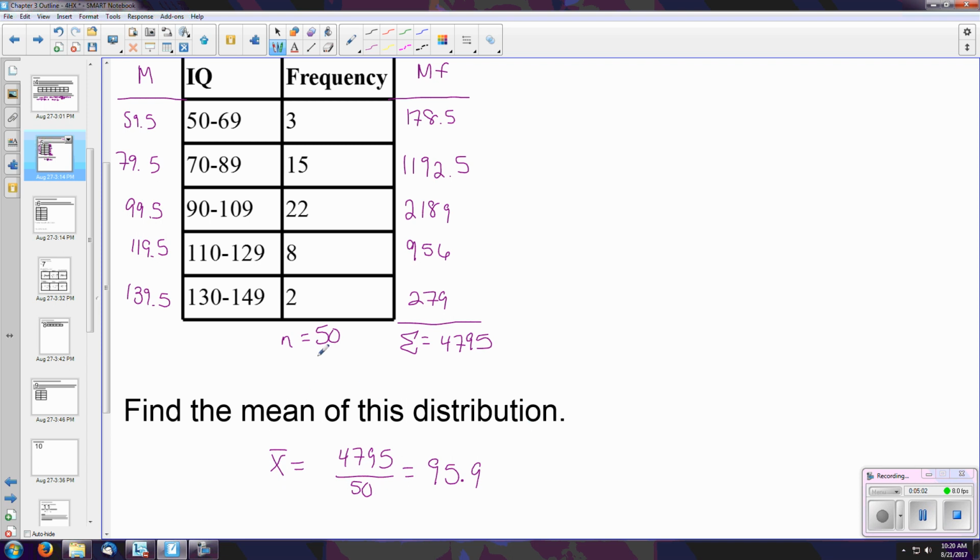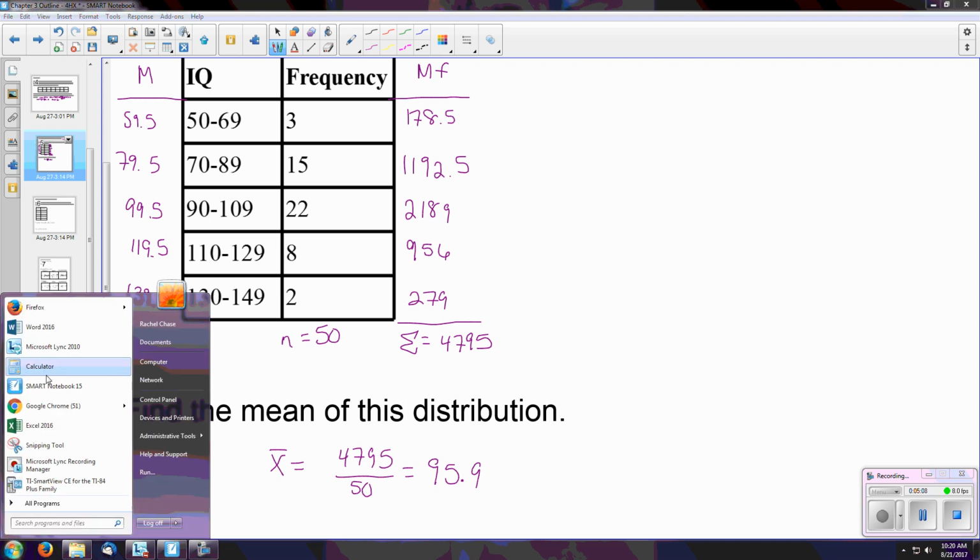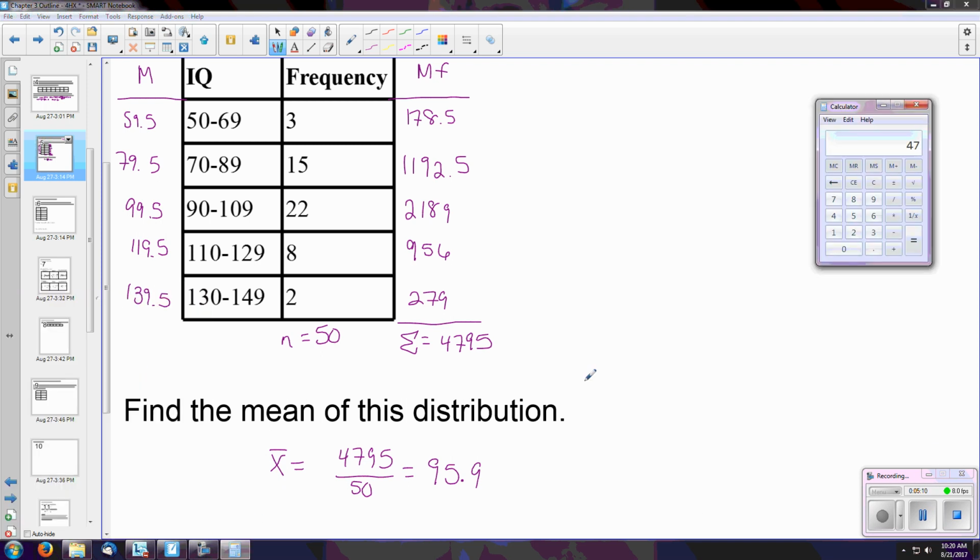Let's say I made a mistake and I only divided by 5 instead of 50. So let's say, what's 4795 divided by 5? Gives me 959. So let's just say we made a mistake. We didn't realize it yet, but that's the mean that we got. Could you have a mean IQ score of 959 when the highest IQ possible in this list is 149?